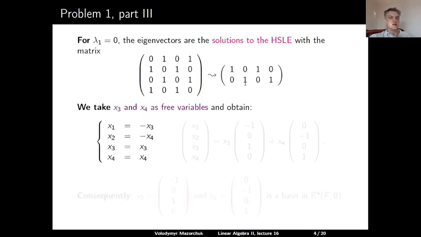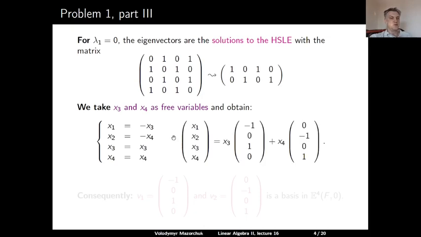So we take x3 and x4 as free variables and obtain from the first row x1 is equal to minus x3. From the second row, x2 is equal to minus x4. And then for the free variables, the trivial equations, x3 is equal to x3 and x4 is equal to x4. Now we write this in the vector form.